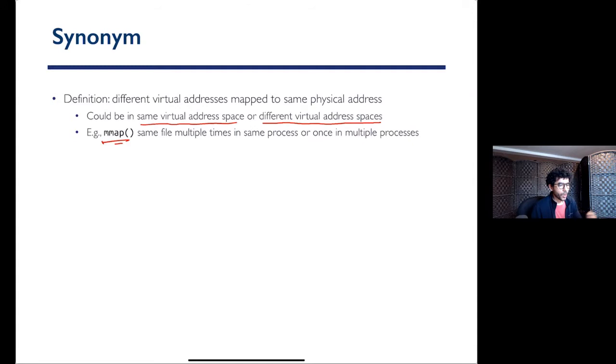Okay, so now what happens if you do memory map twice? Let's assume that this is your address space, virtual memory, for process one, and that's physical memory. If you do a memory map, what happens is that the operating system brings this file to physical memory and then finds you a range of virtual addresses, let's say from V1 to V2, and maps this to your file.